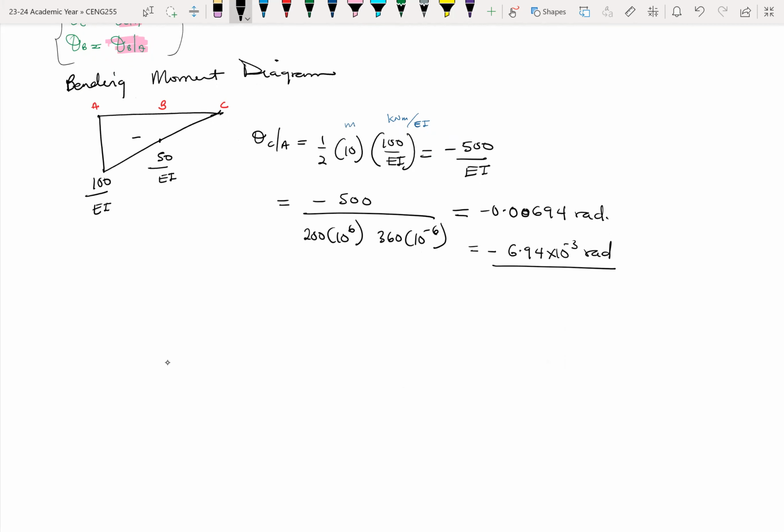Okay. So the negative that we see here denotes that the angle, or the slope, whichever we want to look at, the angular slope, is measured clockwise.